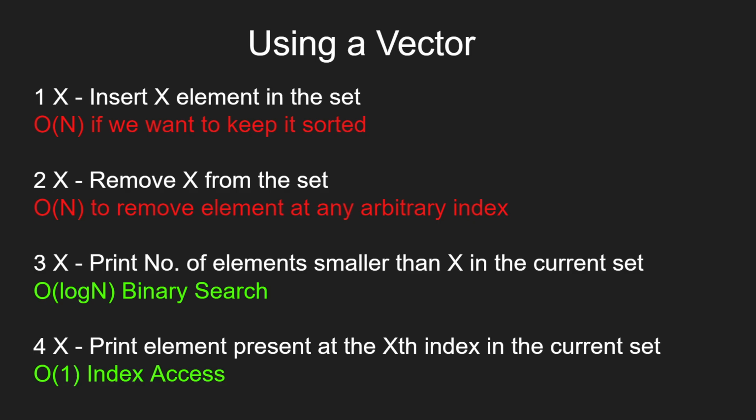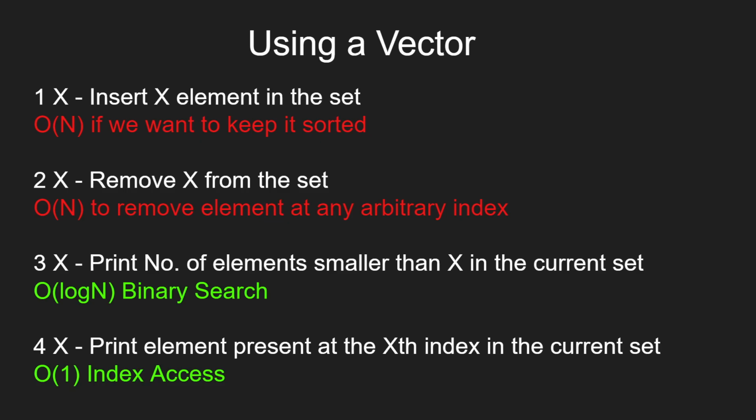Now if we look at the fourth query, which is to just print the element present at the xth index in the current set or in the current ordered vector. Now this is very simple. If we look at any vector, an index is something that is defined in it. Like if I look up inside a vector at the second index or at the third index, that won't take order of n time or order of log n time. That is just constant time because that data is already maintained there, right? So that would be order of 1.